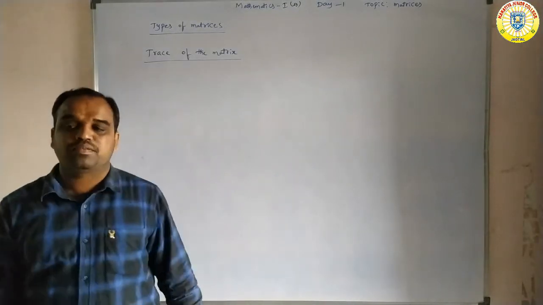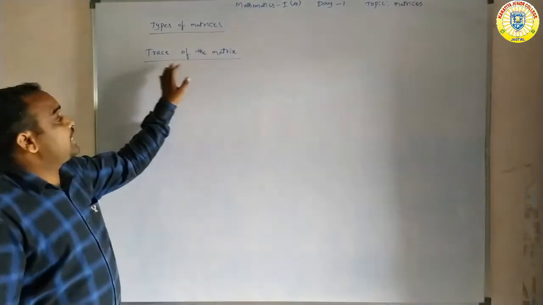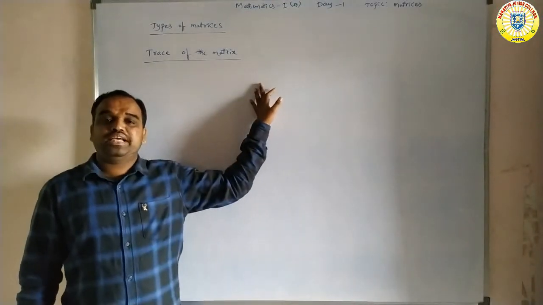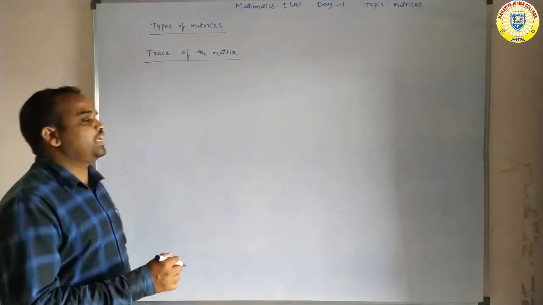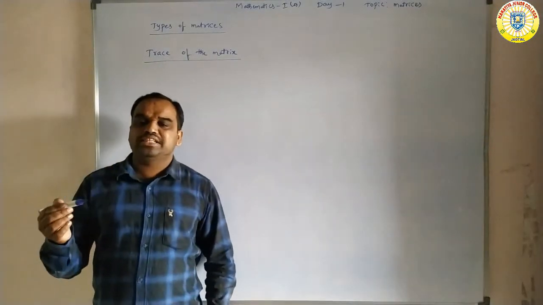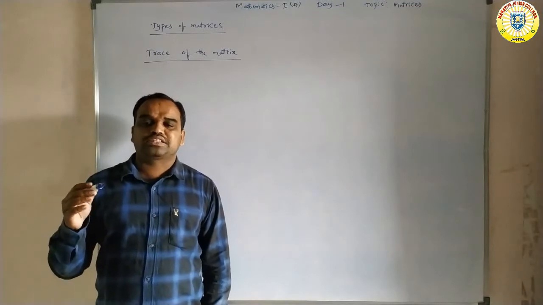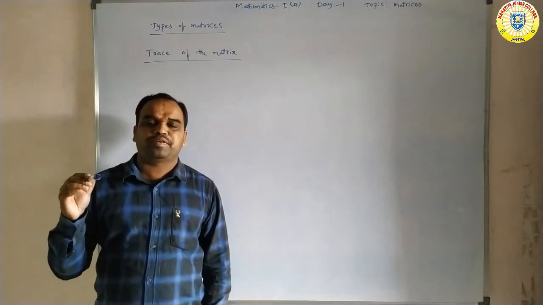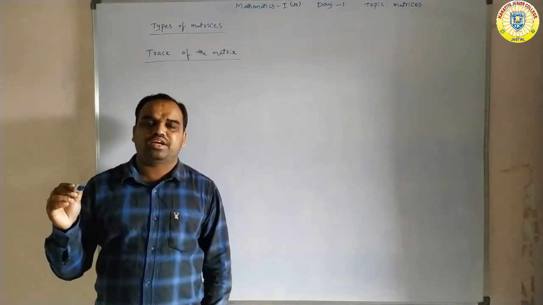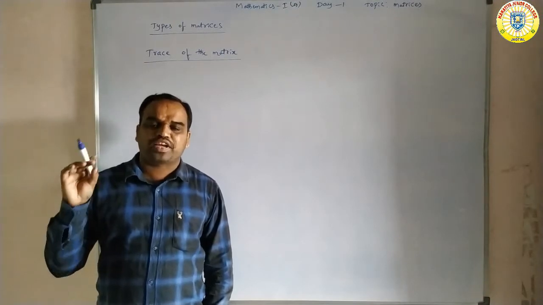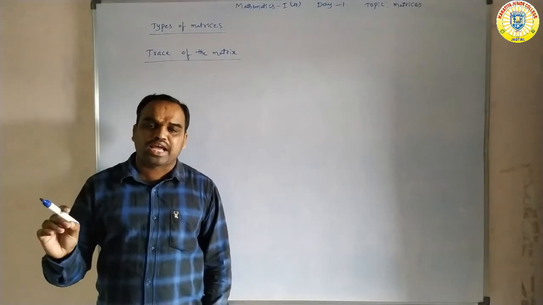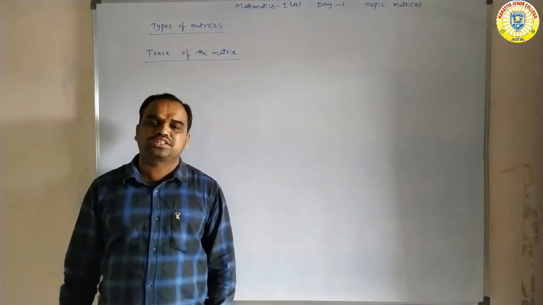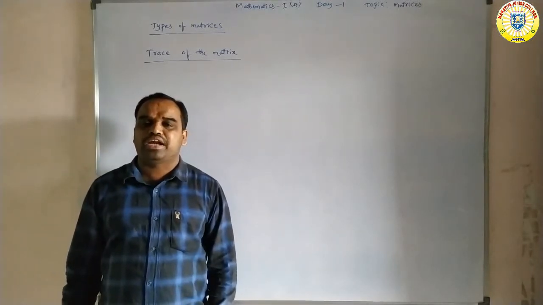See the next one. Trace of the matrix. What is the trace of the matrix? If capital A is a square matrix, then the sum of the elements in the principal diagonal of capital A. Again repeating, if capital A is any square matrix, then the sum of the principal diagonal elements of capital A is called the trace of the matrix.